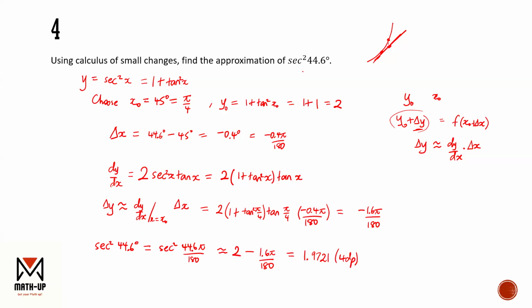If you actually go ahead to calculate the sec of 44.6 degrees and then square it, what you'll get is actually 1.9725 to 4 decimal places. So it's a fair approximation. It's correct to 3 decimal places. Yeah. Any questions there?